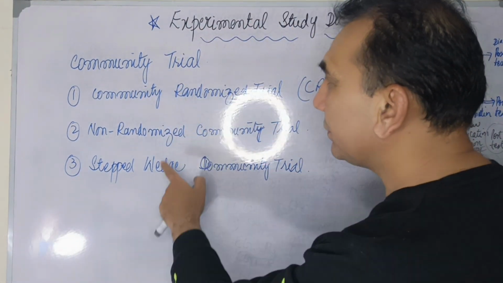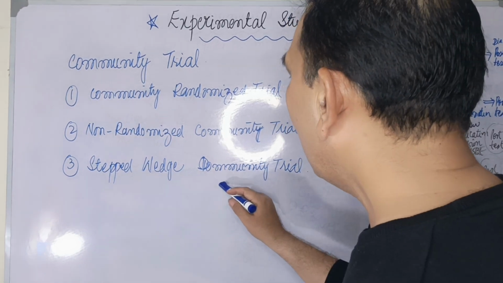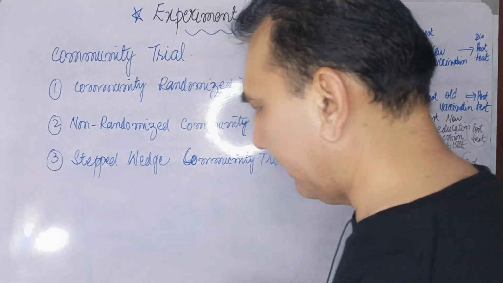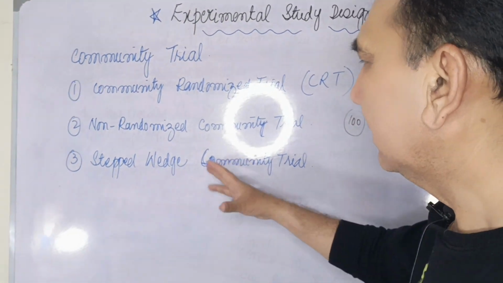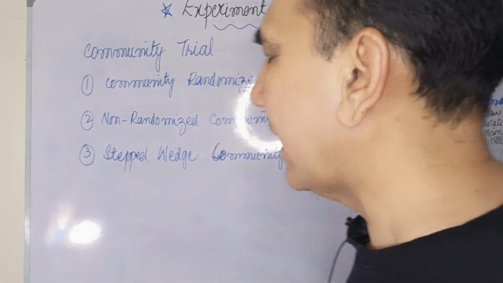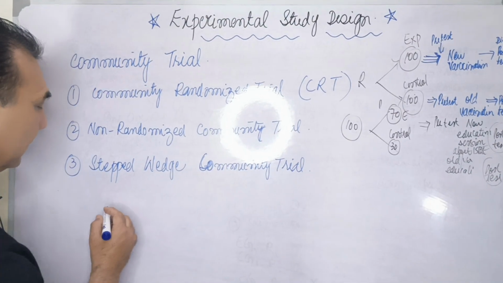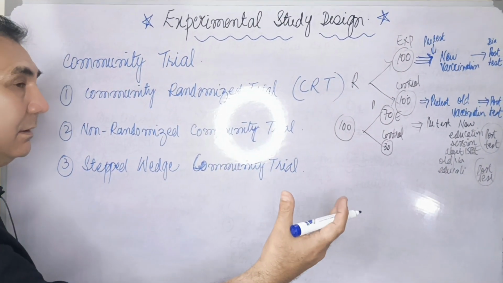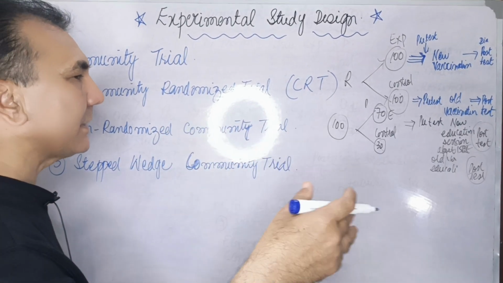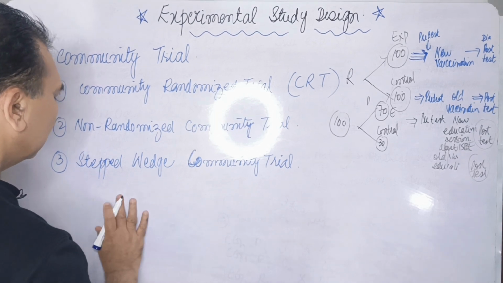Now the third type of community trial in the experimental study design is called the Stepped Wedge. A public health specialist invented or discovered the Stepped Wedge community trial. It is similar to the quasi-experimental study design called the interrupted time series.